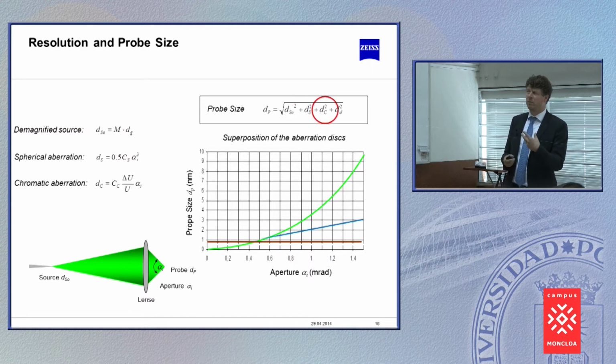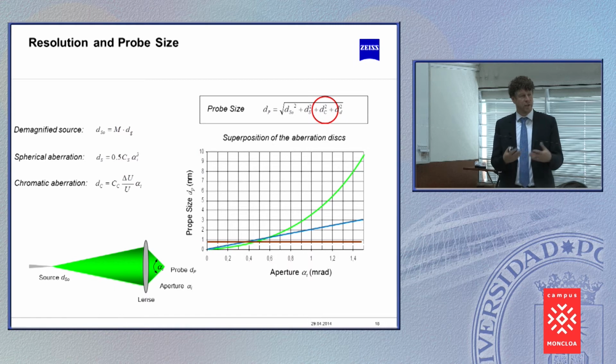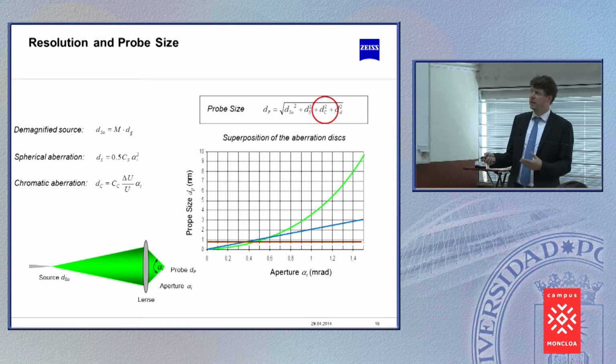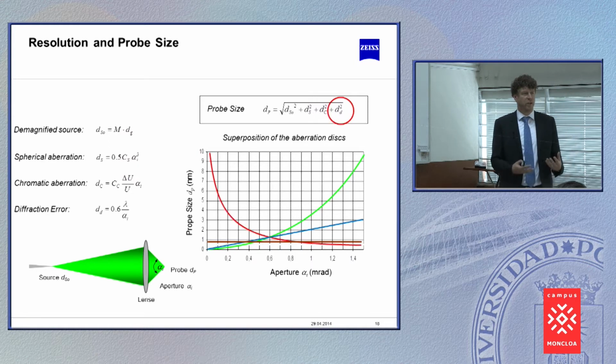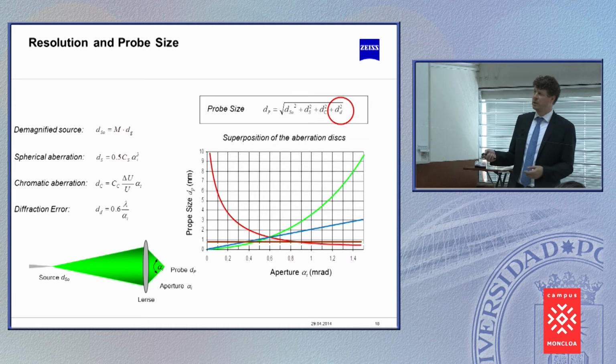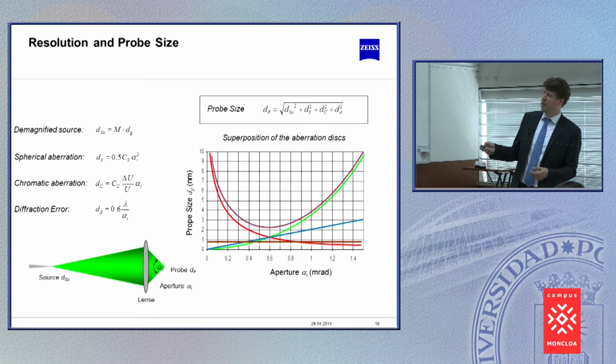Then you've got the chromatic aberration, so the different energies of the electrons. This is linear. This is the blue line here. And later on you've got a diffraction error. This is caused by the aperture, and this goes by the power of -1. This is the red one here, and this is the ugly one. Because the superposition of these means that here you will obtain the smallest probe size.